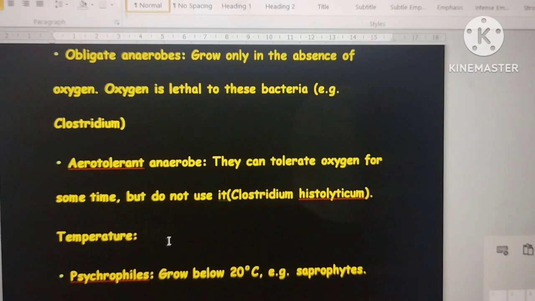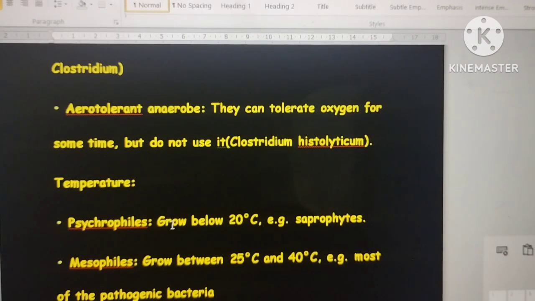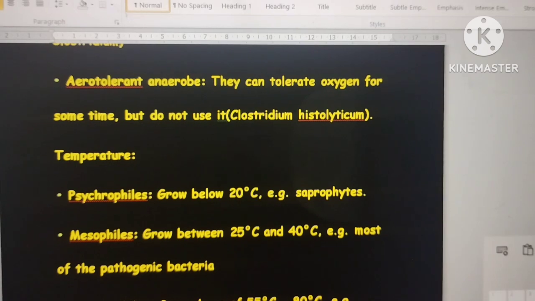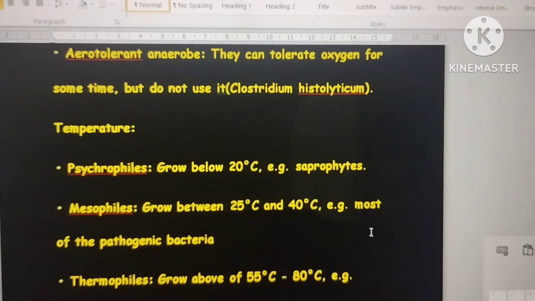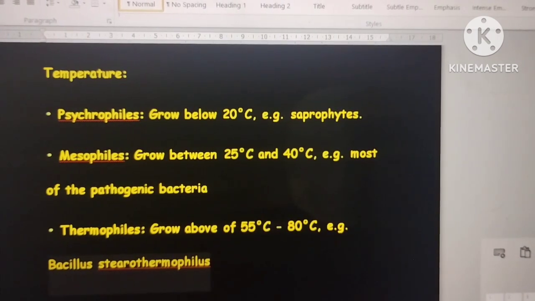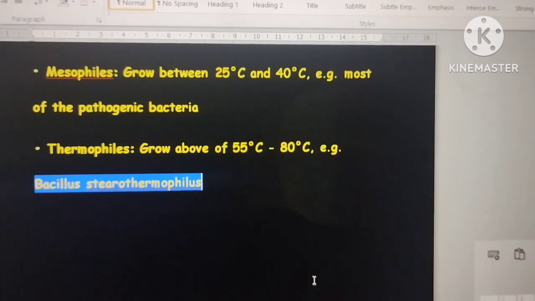And next it is about temperature. Temperature is divided into 3 types: psychrophiles, mesophiles and thermophiles. Psychrophiles grow under 20 degrees Celsius, mesophiles at 25 to 40, and thermophiles at 55 to 80 degrees. For mesophiles, the example is most of the pathogenic bacteria, and for thermophiles it is Bacillus stearothermophilus, and this has been asked in exams. So what is an example of a thermophilic bacterium?